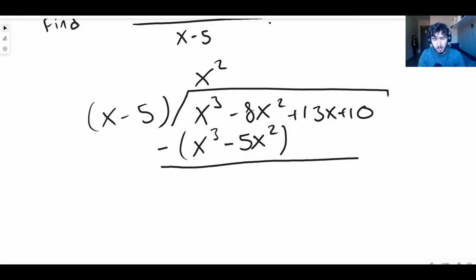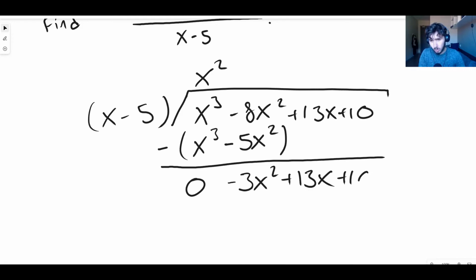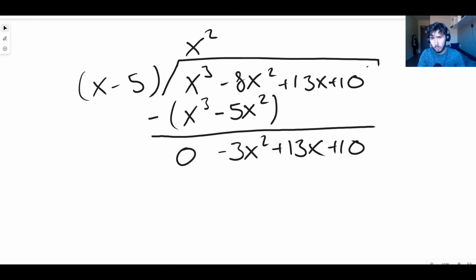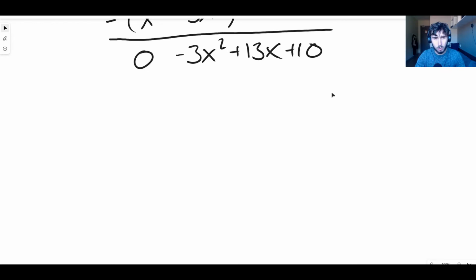Okay, and then we do a little line underneath like this. And we do x cubed, take away x cubed, that's 0. Then we do minus 8x squared, take away minus 5x squared, so minus 8x squared plus 5x squared. That gives us minus 3x squared. And then we add the rest of the terms on. So the 13x comes down, the 10 comes down, and then we basically just ignore all of this. It just doesn't matter anymore. Now we're just pretending that this was the original problem that we started with.